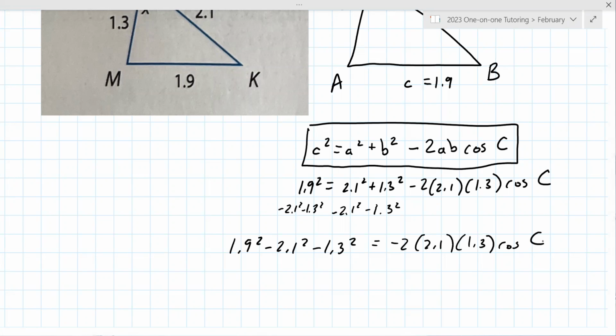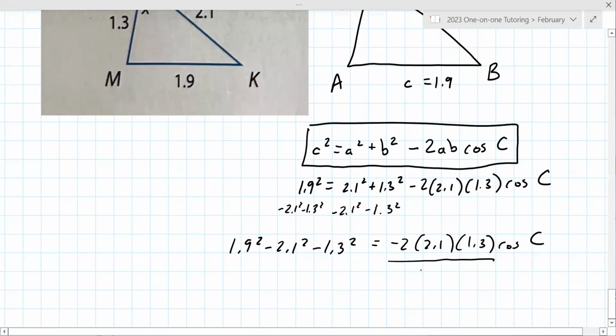So now we're going to divide both sides by this thing in front of the cosine. Minus 2 times 2.1 times 1.3. We're going to divide both sides by that. And, I mean, this is your calculator problem. So you're going to let the calculator do this work here.